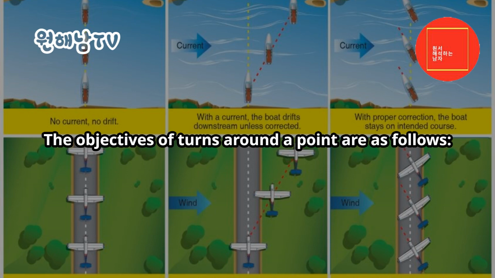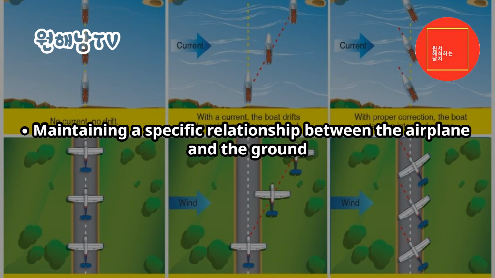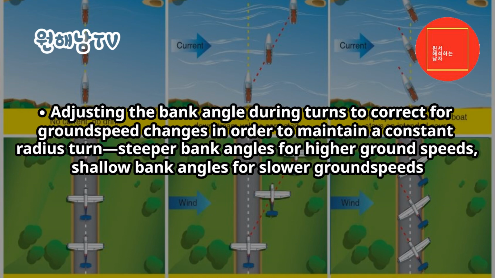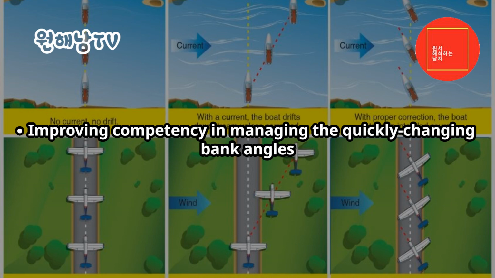The objectives of turns around a point are as follows. Maintaining a specific relationship between the airplane and the ground. Dividing attention between the flight path, ground-based references, manipulating the flight controls, and scanning for outside hazards and instrument indications. Adjusting the bank angle during turns to correct for ground speed changes in order to maintain a constant radius turn. Steeper bank angles for higher ground speeds, shallow bank angles for slower ground speeds. Improving competency in managing the quickly changing bank angles.